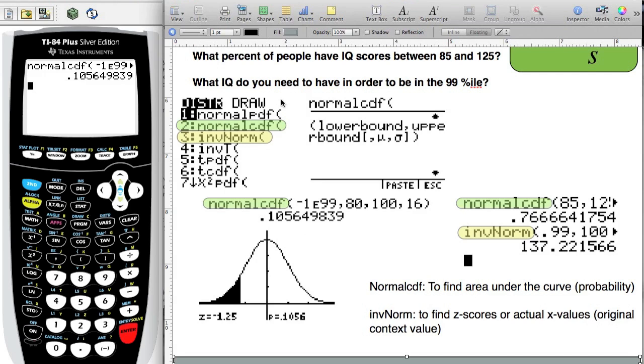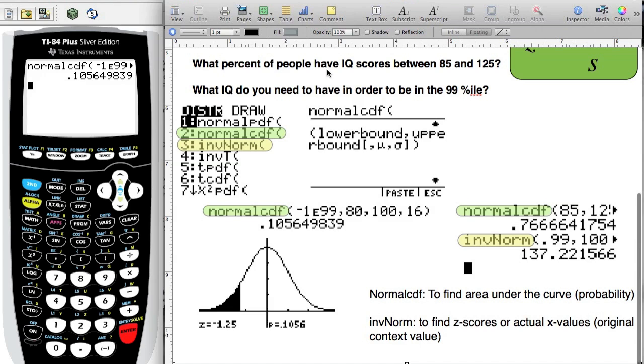The second question says, what percent of people would be between 85 and 125? Remember that we had upper and lower bounds. There's my lower, there's my upper. If I type that in again, you can see I've got that screenshot here, 85 to 125, and of course the mean and standard deviation stay the same. You can see that 76.67% of the area falls between that.